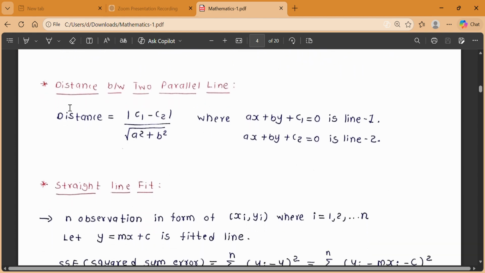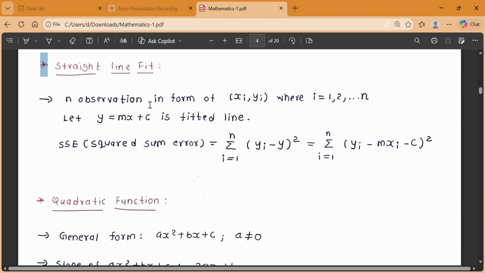The distance formula: modulus of (c1 minus c2) upon the square root of a square plus b square, where ax plus by plus c1 equals 0 is line 1 and ax plus by plus c2 equals 0 is line 2. Okay, straight line fit.